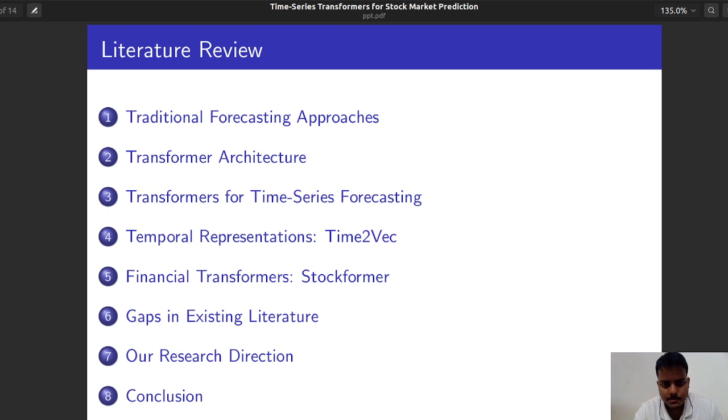I will begin with the traditional forecasting approaches and move through deep learning and transformer architectures, and then discuss specialized models such as Time2Vec and Stockformer. And I will conclude by summarizing the gaps in the existing literature and explaining how our work aims to address them.